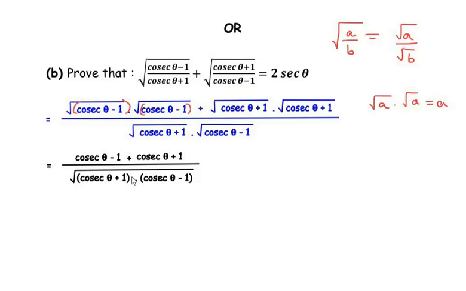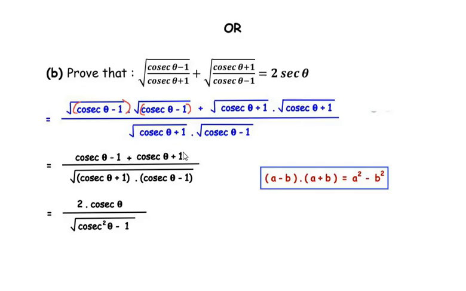Now let us simplify. In the numerator, the negative 1 and positive 1 get cancelled. So cosec theta plus cosec theta gives us 2 times cosec theta over, now in the denominator, we have square root of cosec theta plus 1 times cosec theta minus 1, which is of the algebraic identity form a plus b times a minus b. So this is equal to a square minus b square. So in this case, it is going to be cosec square theta minus 1 square. Now 1 square is equal to 1. So we have written 1 over here.